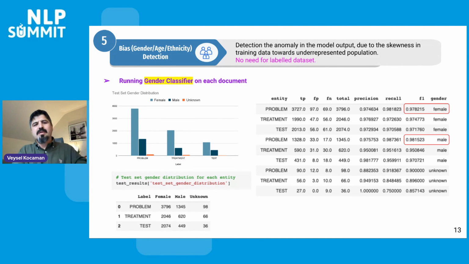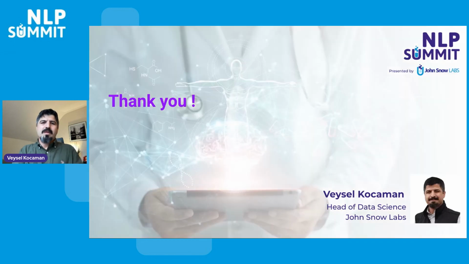You can do this for any other domain, as I mentioned, and you can run an age classifier or ethnicity classifier. By the way, you don't need to run this if you are using this model, because we already run this under the hood. We have different versions of classifiers, so you would be able to detect the bias before you start training your model.